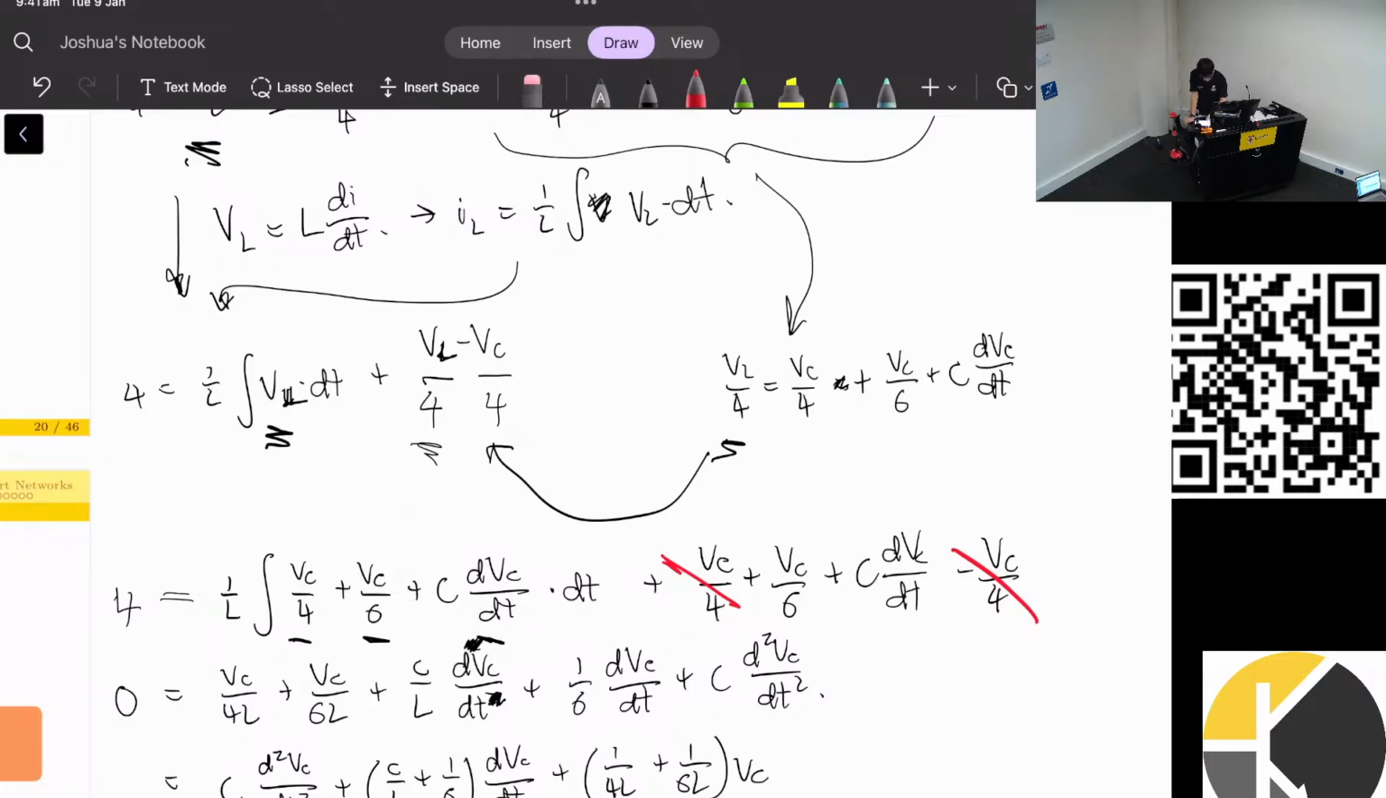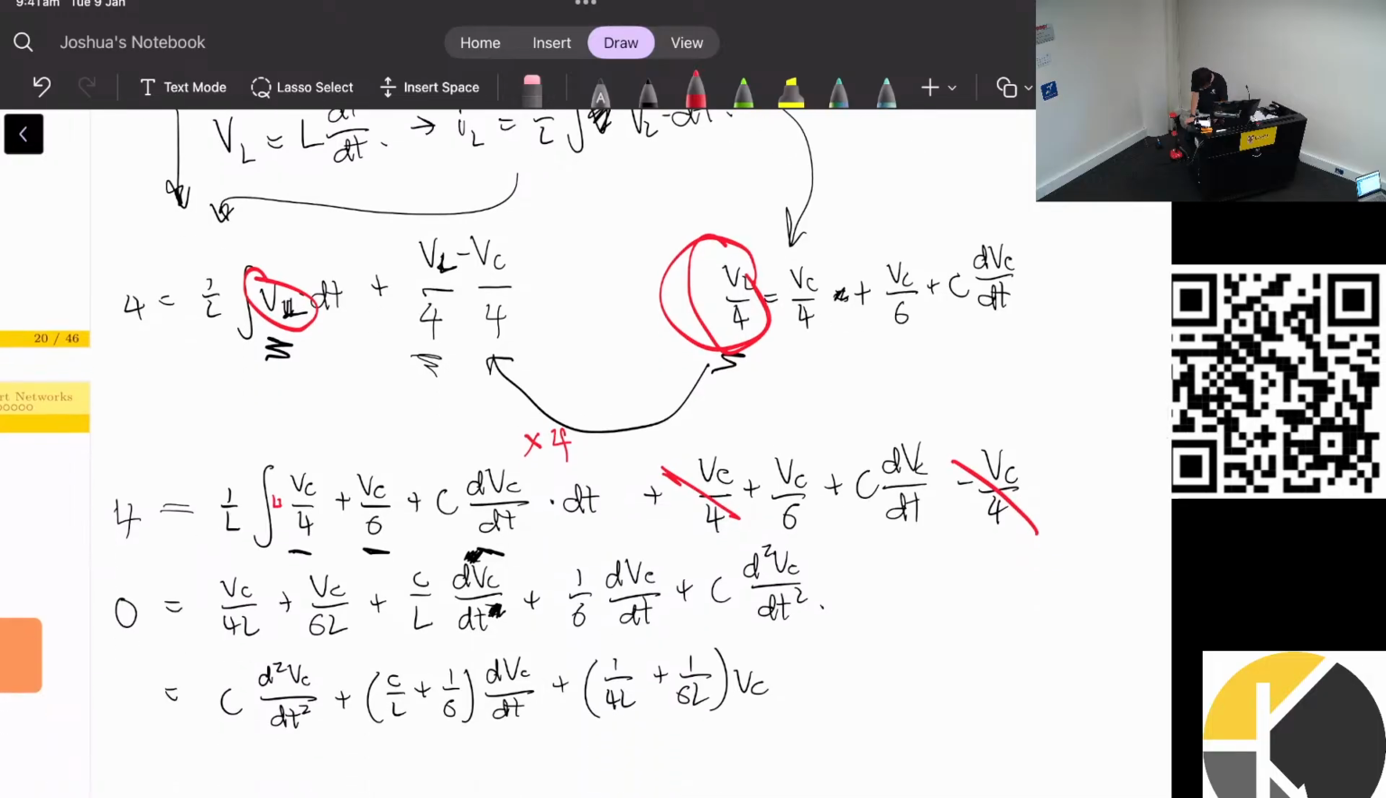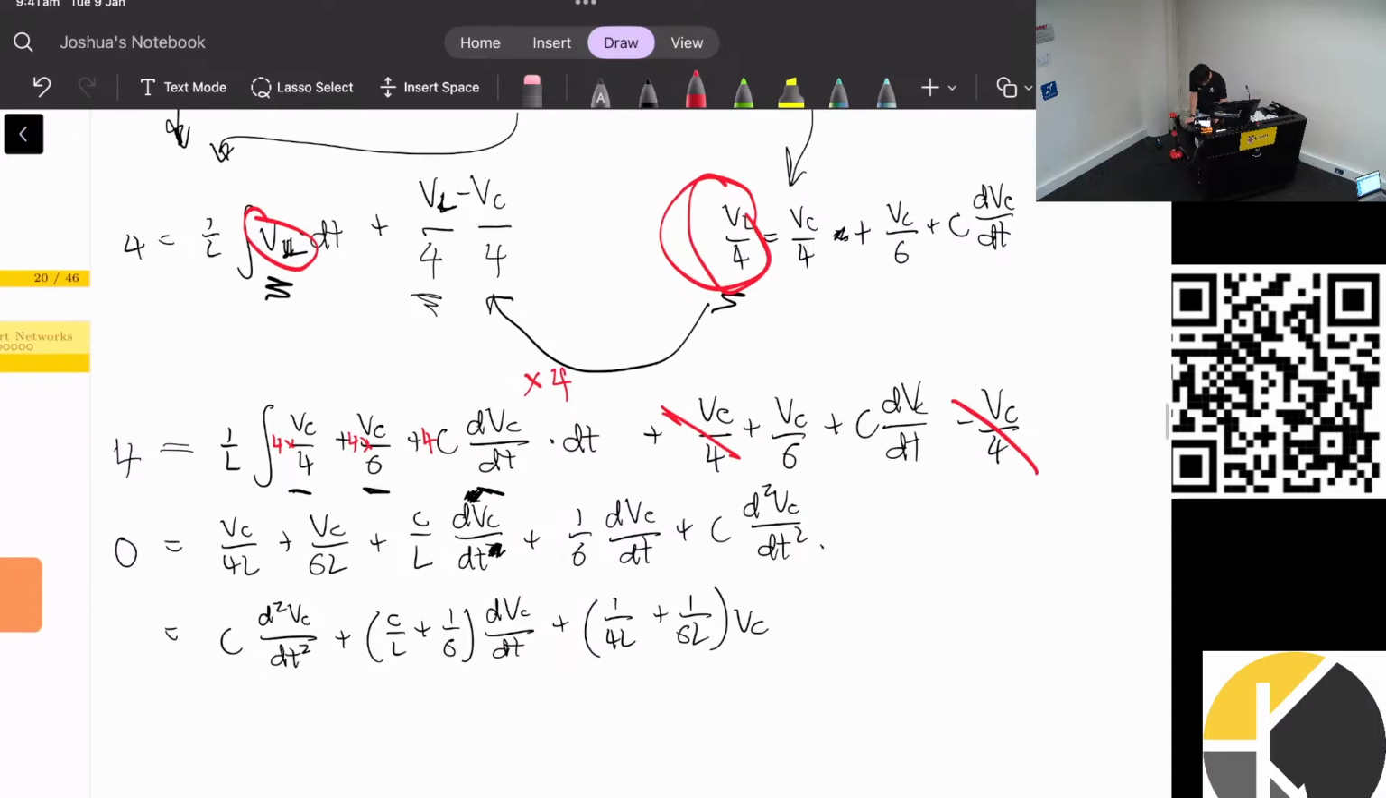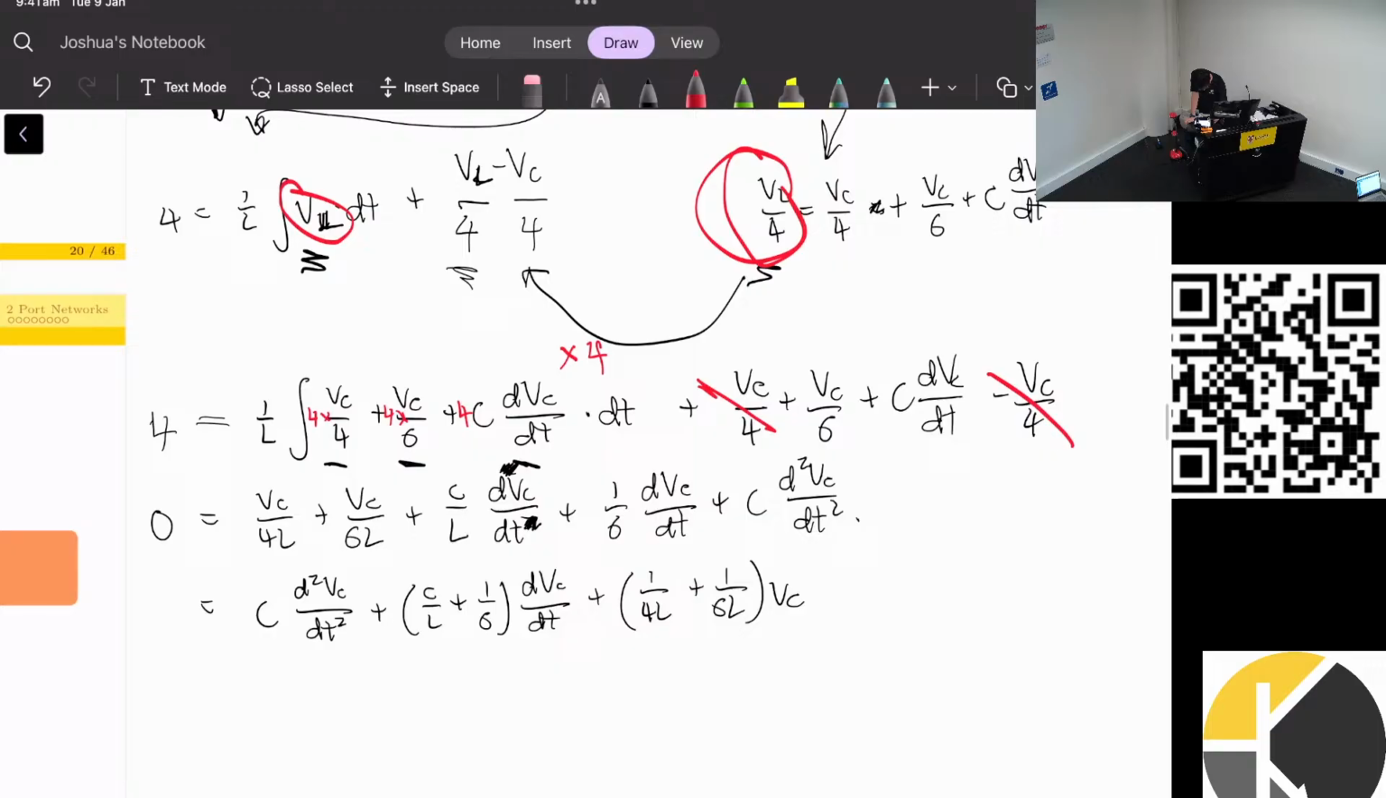One thing I did miss, sorry, is since I'm subbing in VL on 4 as VL, this is actually going to be 4 times greater because this is a quarter of VL. So all of these were actually meant to be times by 4. That's my bad. Cool. So this would carry through. So this would disappear. This would have a 4. This would have a 4. So then what would happen here? We would have a 4 here. We would have nothing there and a 4 here. Cool. I think that matches up now.